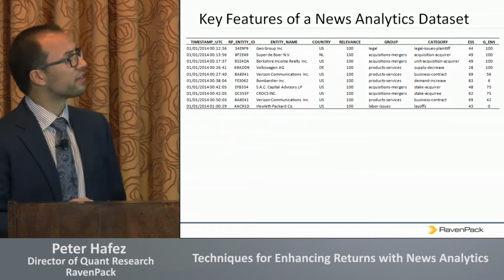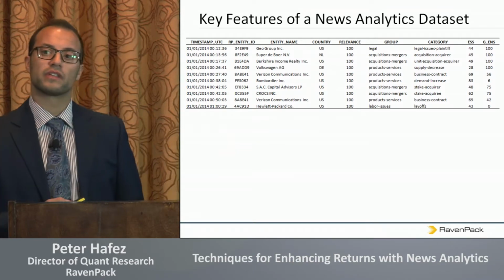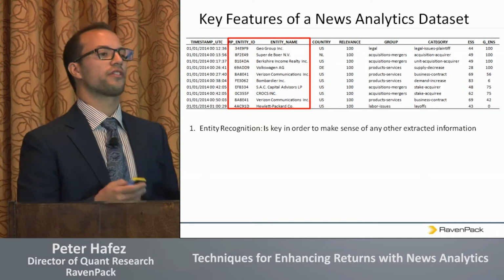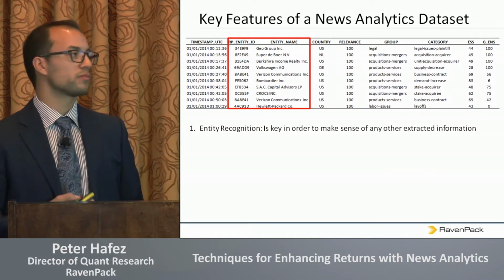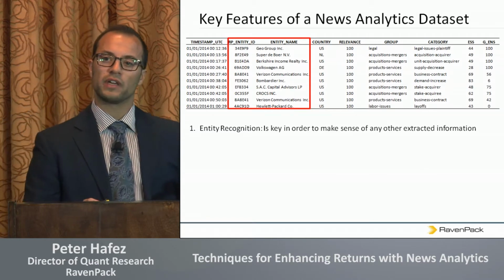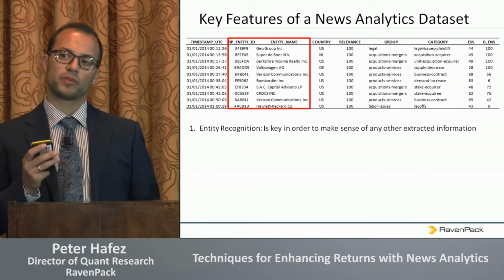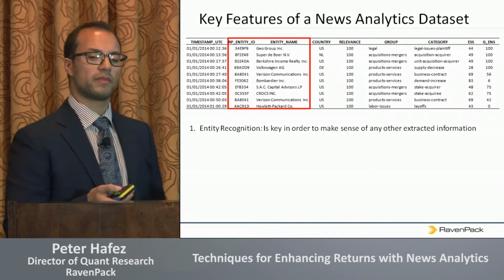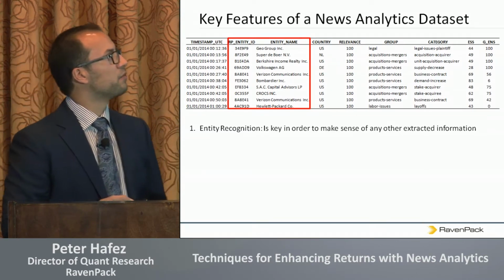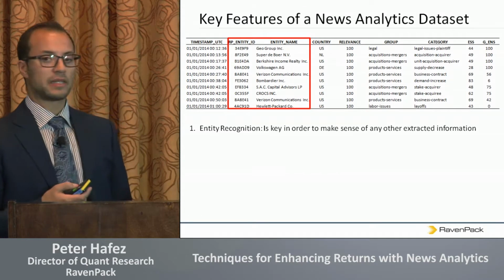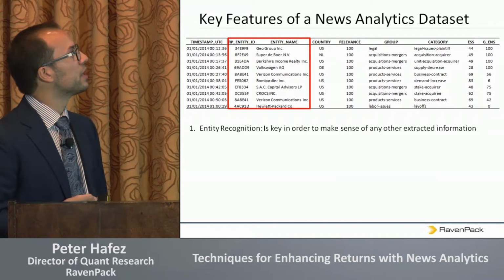So what are the key attributes? Well, the first attribute is obviously entities. So in order to make sense of any other extracted information from the news, you obviously need to be able to link it to some sort of entity. And for every news story, for every entity mentioned in the news story, we produce an individual record. So if 3 companies are mentioned in the news, there will be 3 records for that news story. And we basically allow you to easily map that via CUSIPs, ISINs, or SEDOLs to your own trading universe.